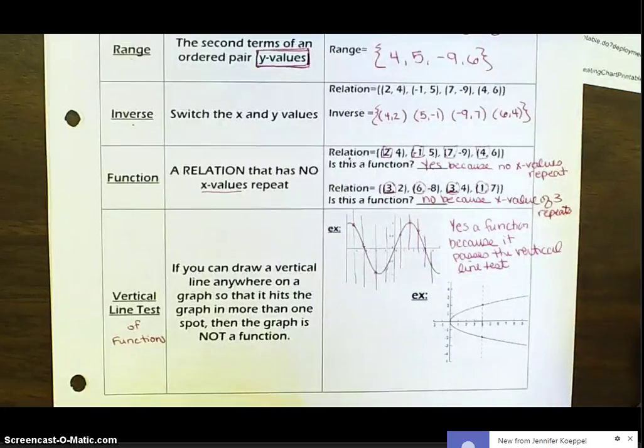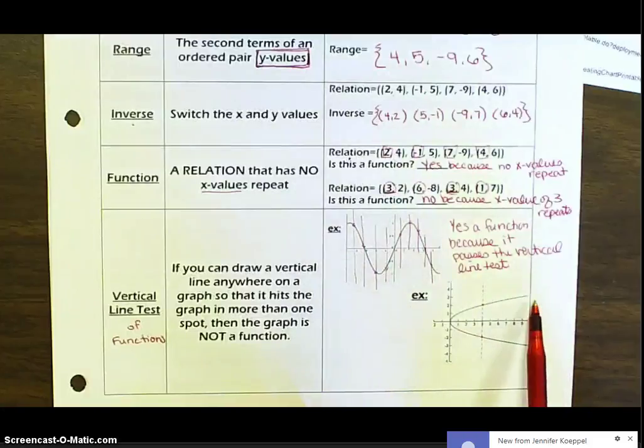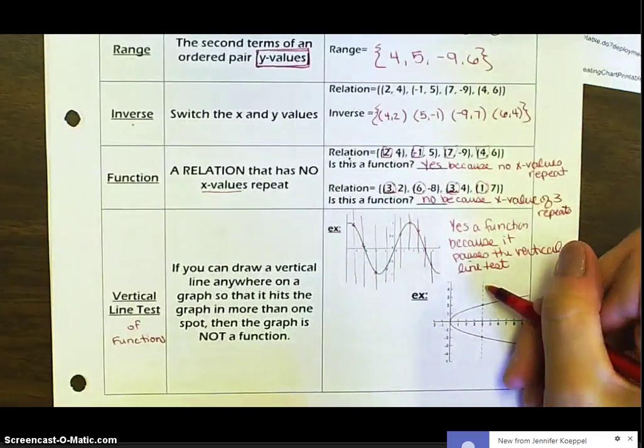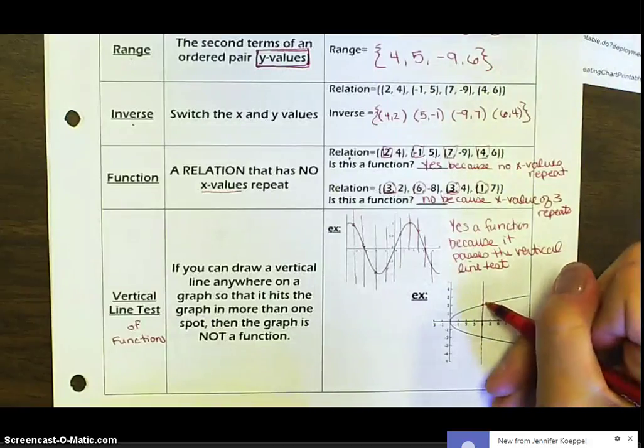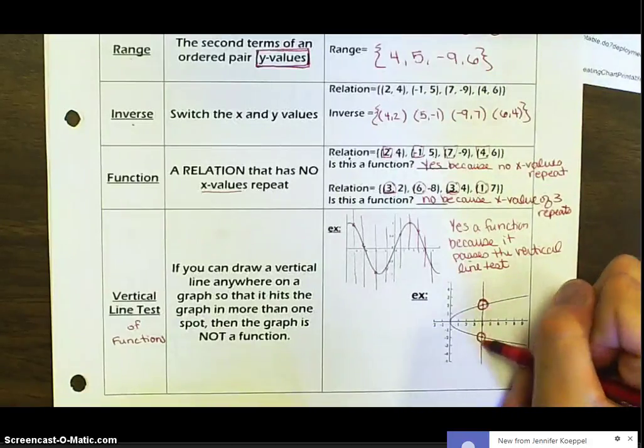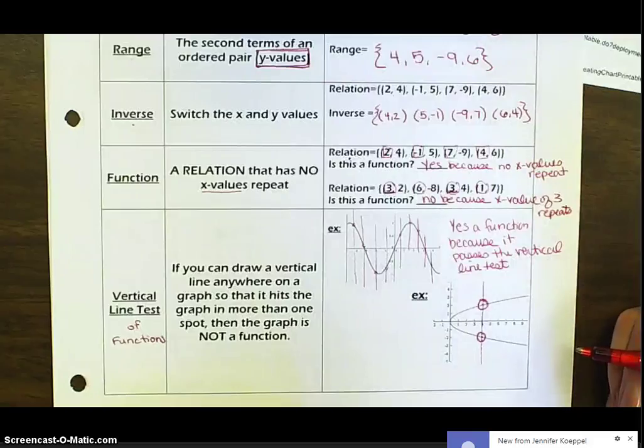So yes, a function because it passes the vertical line test. Now let's take a look at our next example. Here we have a sideways parabola. Now if I were to draw a vertical line, so I'm going to draw my vertical line here, I see it touches once, it touches twice. So that means this has failed the vertical line test.